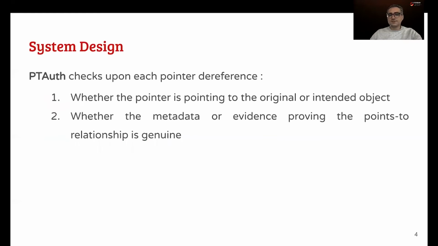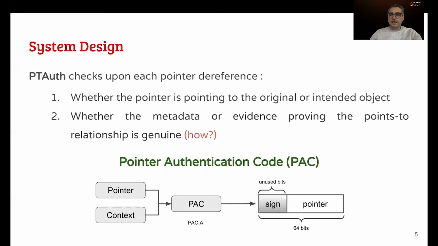Our system checks upon each pointer dereference, whether the pointer is pointing to the original or intended object, and whether the metadata and the relationship of the pointers and also the objects are genuine. But how can we achieve these goals? We use PAC. PAC stands for Pointer Authentication Code.